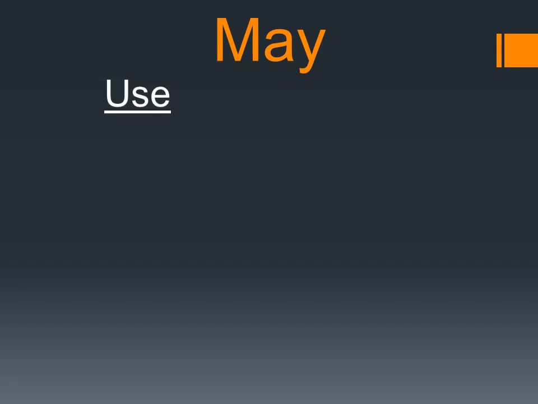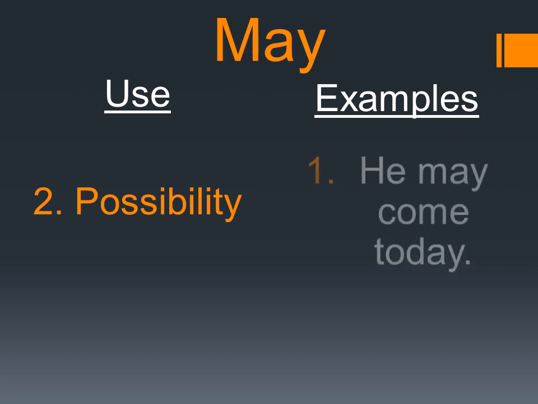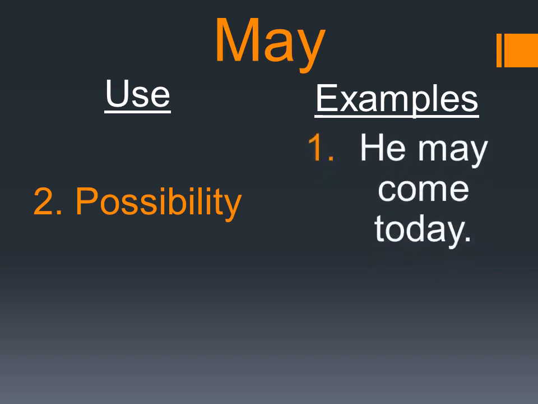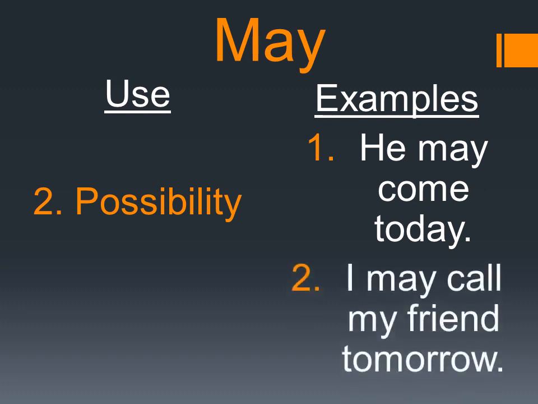The second use of may is possibility. For example, he may come today. There is possibility when we are not sure that the particular action will take place. I may call my friend tomorrow, because the future is uncertain, so we don't know whether it will happen or not. So here, may is used for possibility.